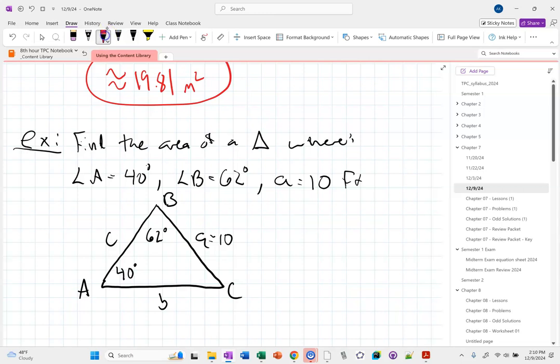What type of situation do we have here? That's an angle side angle, that's correct. So to solve this for the area, I'm going to need either to make this into a side angle side situation or a side side side situation. Which one would be easier? Side angle side. Why? I only need to find one more side. So let's do that. Which side do you guys want to find? Side B or side C?